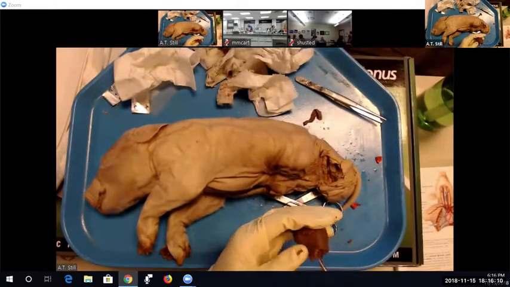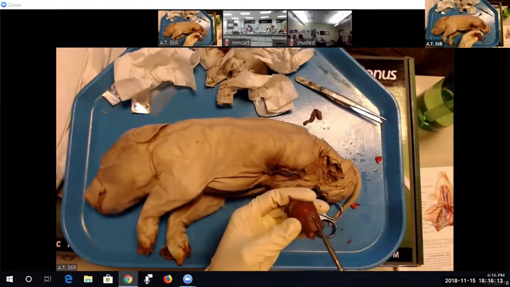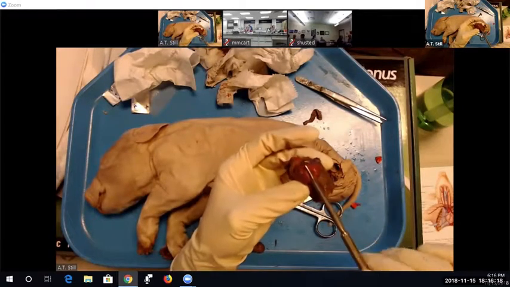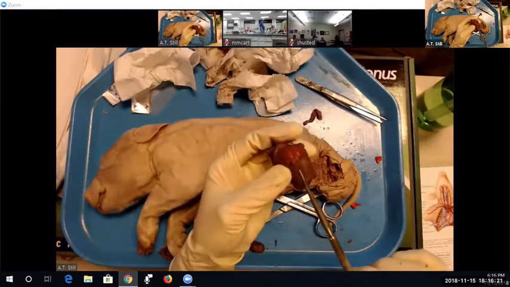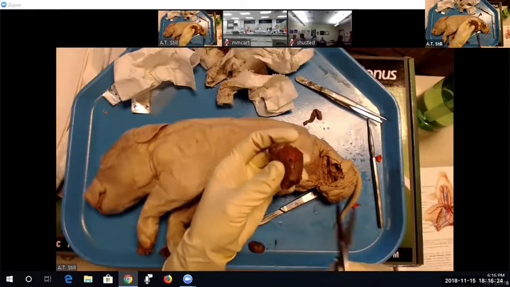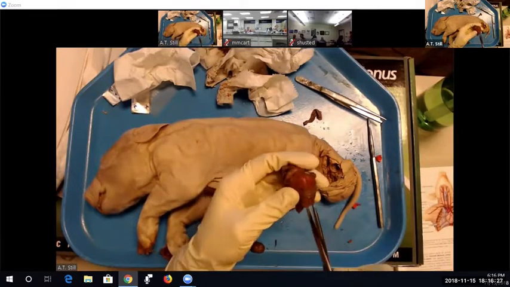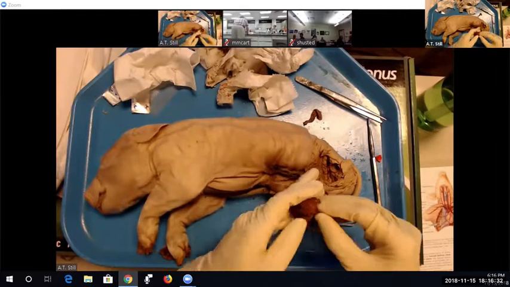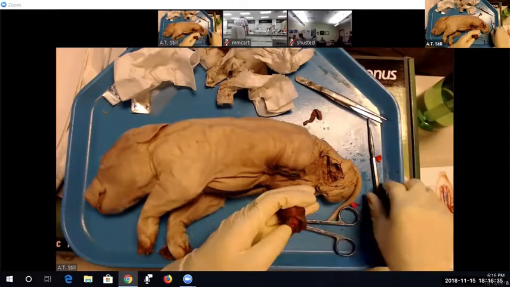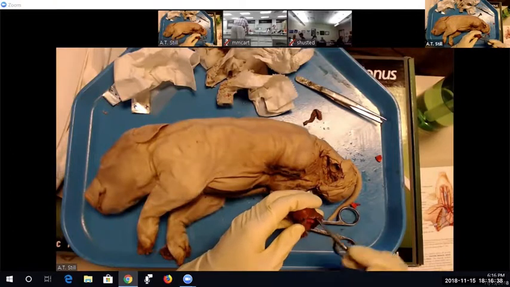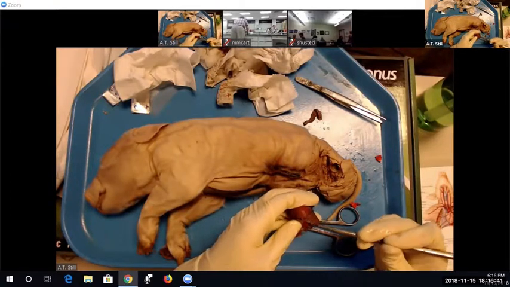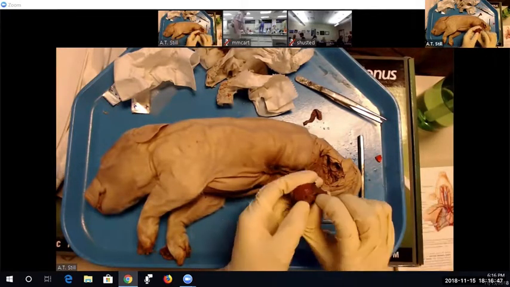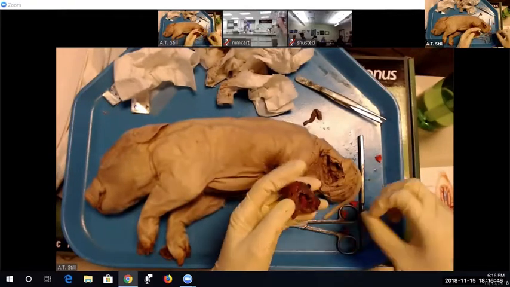And what we're going to do next is you guys can make a longitudinal cut up the heart to see better inside the ventricles and the atria, and try to take a look at the valves as well. So I'm just going to remove any other waxy material that I find inside the heart here.